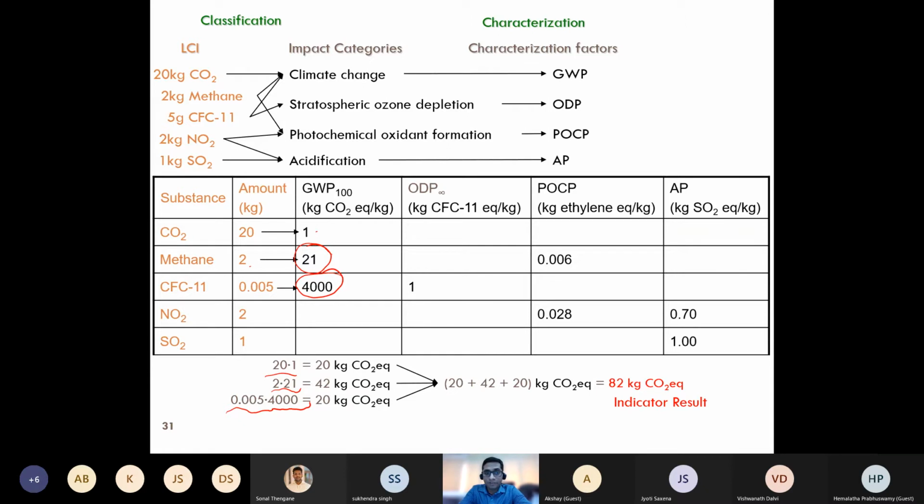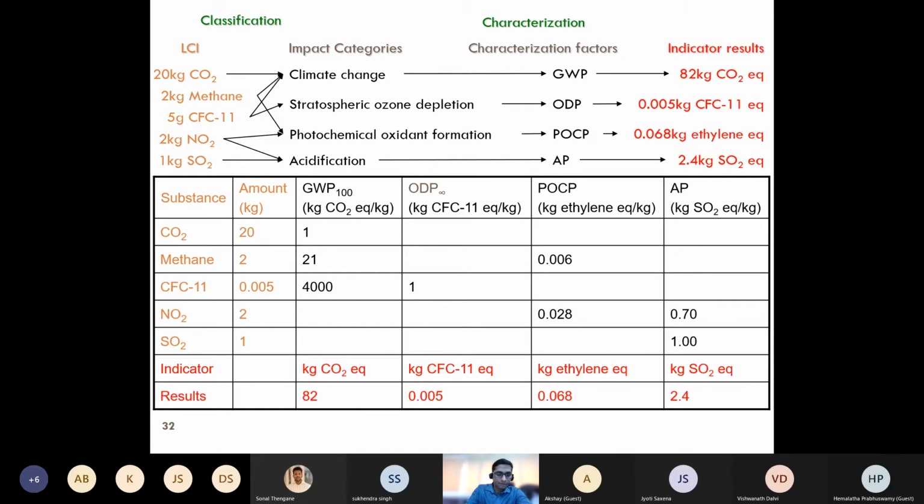Again, you can see here, it's not just the absolute amount, but also the conversion factor that is playing a major role. Say, both from CFC11 and CO2, we are getting a value of 20 kgs of CO2 equivalent. And if you see the absolute amount, the CO2 is 20 kgs, and the CFC11 is just 0.005 kgs, 3 orders of magnitude less, but the impact is similar. So an emission could be released in a very minute amount, but could have a very big impact. This is something that you need to keep in mind.